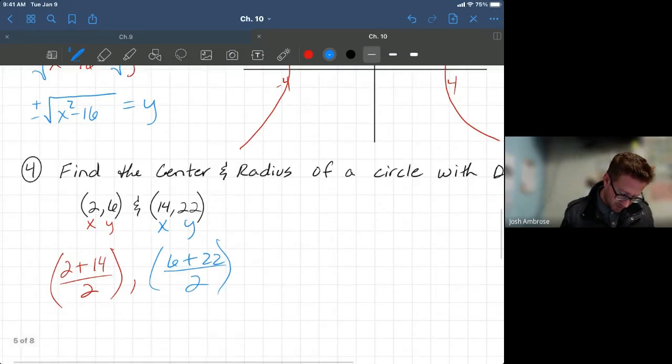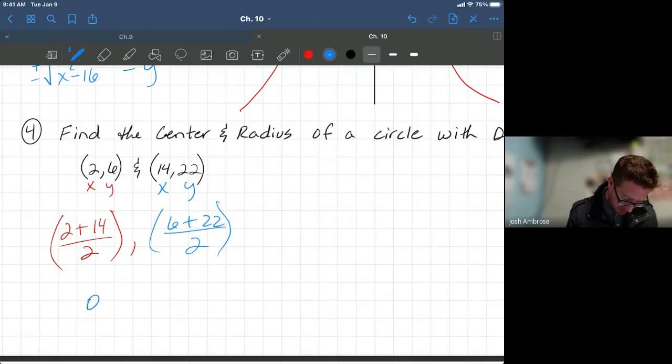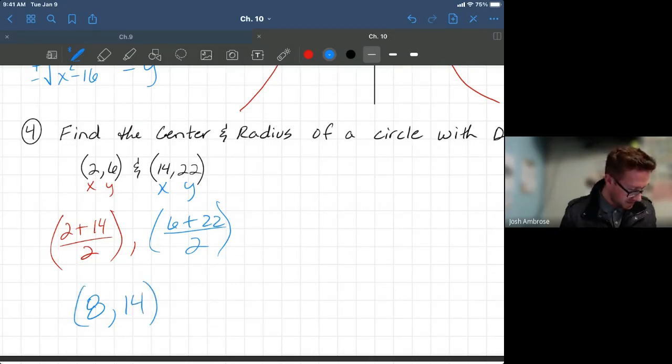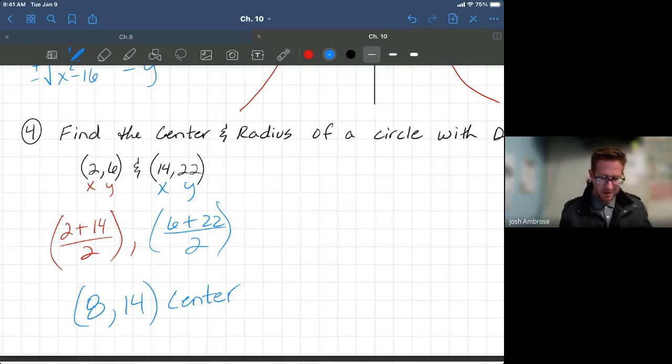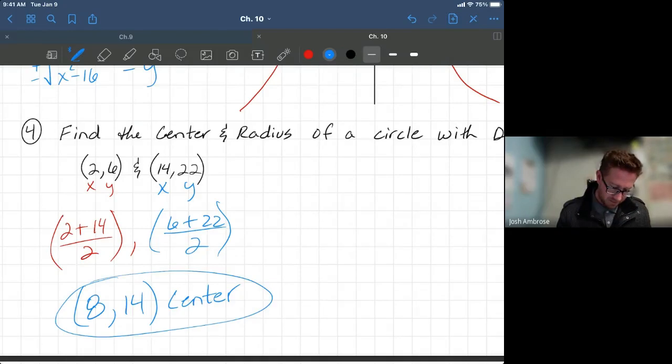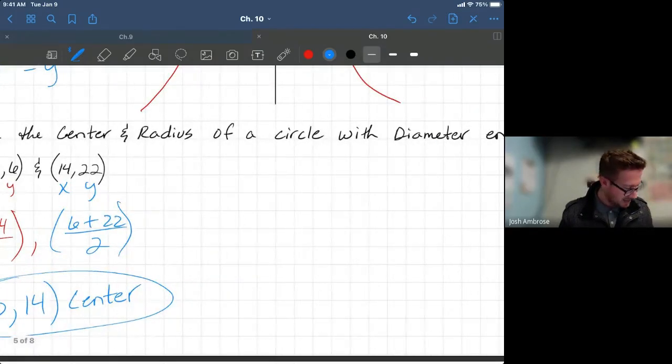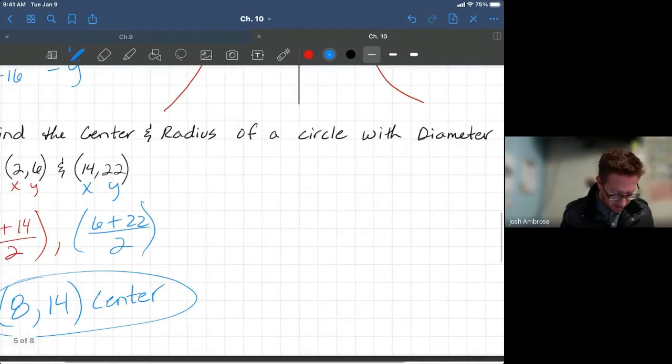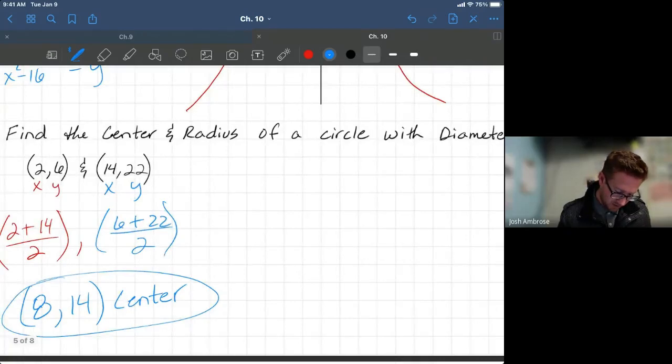All right, 2 plus 14 divided by 2 is going to give you 8. And 6 plus 22 gives us 28 divided by 2, which is 14. So this value right here, 8, 14, is the center. So we utilized the midpoint equation to calculate the center. Now we have the distance equation that we're going to use to calculate our radius, which in return, once we have the radius, could help us calculate the diameter.